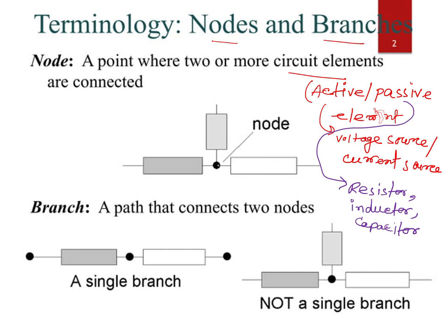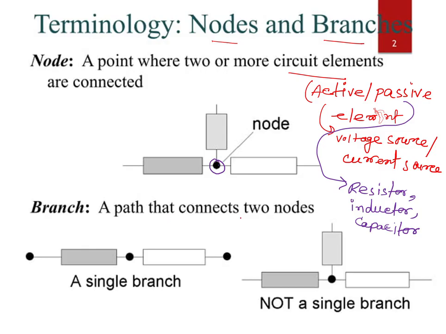Okay, so this is the node in an electrical circuit. Okay, it may be resistor, maybe inductor, maybe capacitor, whatever may be, but this is the junction point in an electrical circuit where more than one circuit element are connected, either active or passive, as it is shown here.